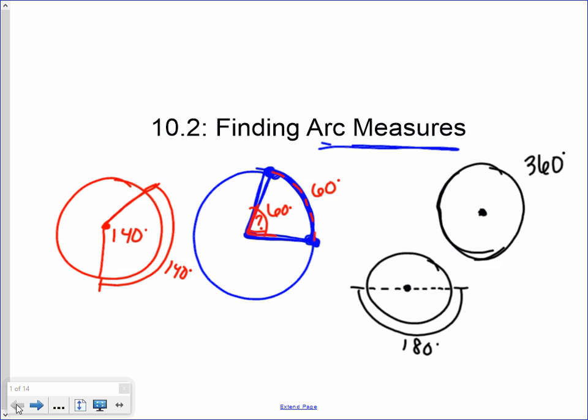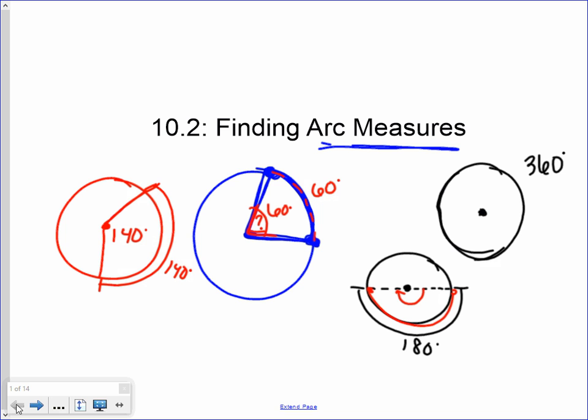180, and she got that from half of 360. Now that should make sense because your arc is the same measure as the central angle. Half of a circle, your central angle is your diameter, which is a straight line. And we've known for a long time that a straight line is 180 degrees. So that measure still comes from the fact that your central angle is the same measure.